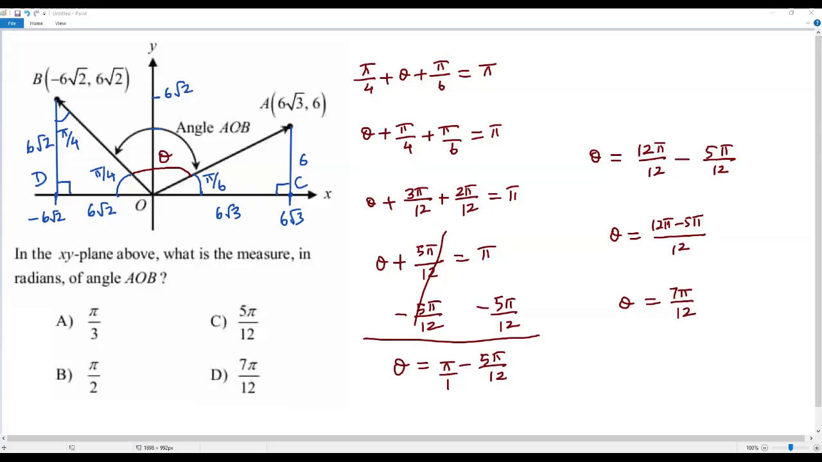Actually theta represents angle AOB. So the measure of angle AOB is 7 pi over 12 radians. We find this 7 pi over 12 in answer choice D. The correct answer choice for this question is D.